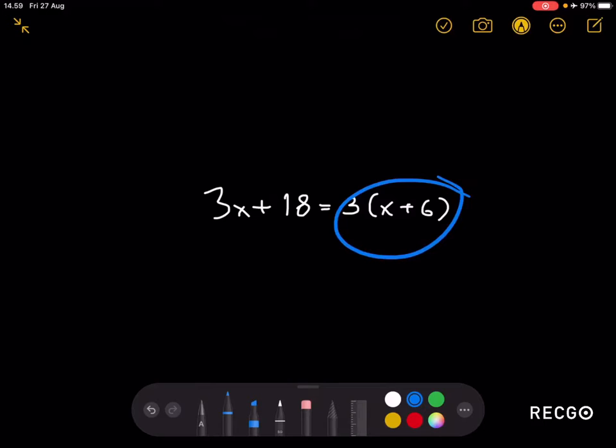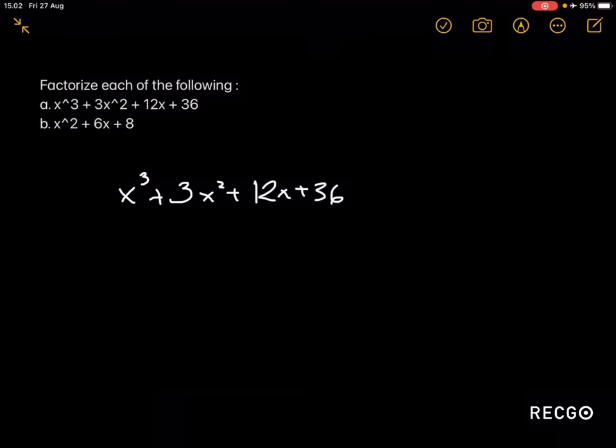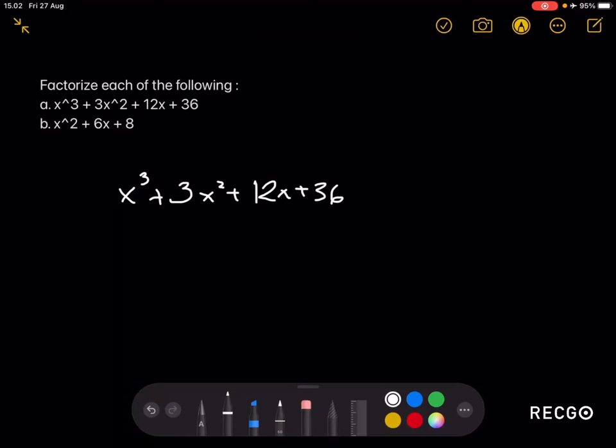Now what we're going to observe in this video is how we're going to factor polynomials like x squared plus 6x plus 8, which doesn't have a common factor in each of these terms. So the first expression I'm going to factorize is x cubed plus 3x squared plus 12x plus 36. Now the technique here is I'm going to factorize by grouping.